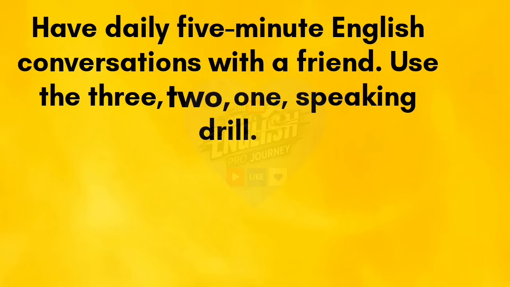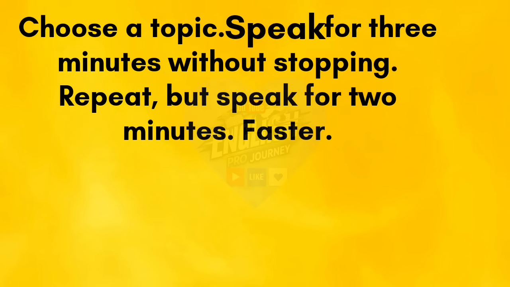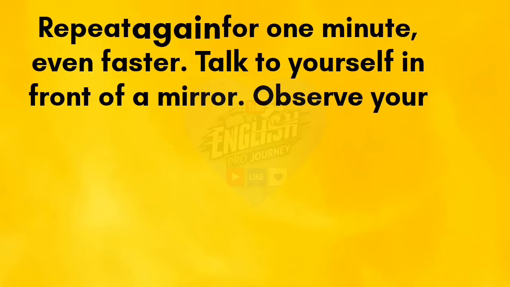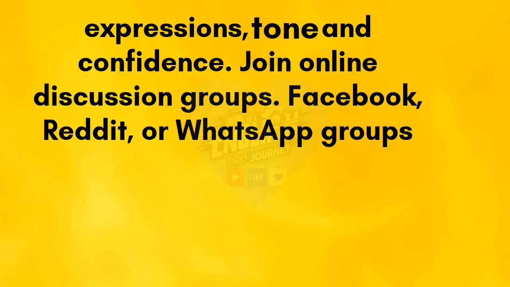Use the 3-2-1 speaking drill. Choose a topic. Speak for 3 minutes without stopping. Repeat, but speak for 2 minutes. Faster. Repeat again for 1 minute. Even faster. Talk to yourself in front of a mirror. Observe your expressions, tone, and confidence.